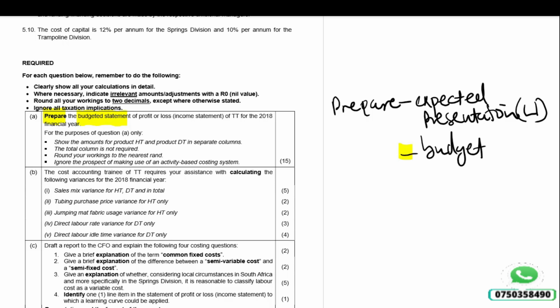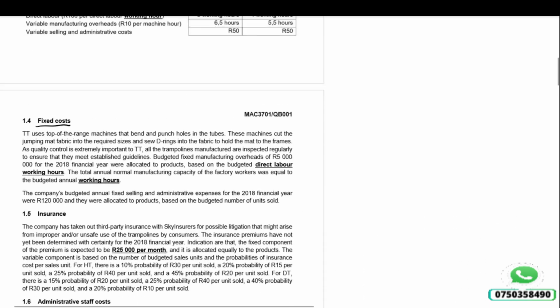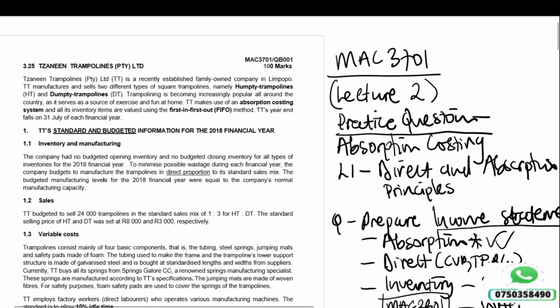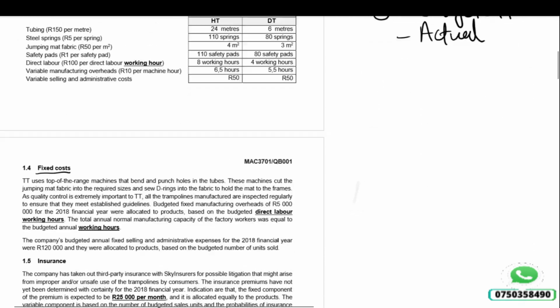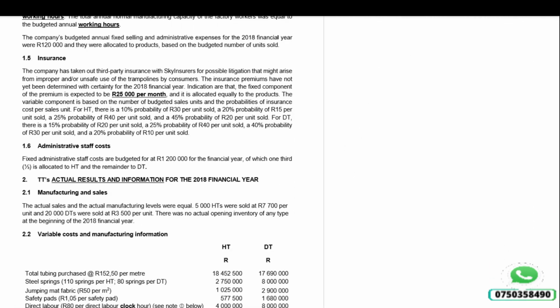So this helps you to narrow down your perspective or to isolate your information. Why am I saying so? Because if you look at this question, here it says note number 1. It gives you the budgeted information for the 2018 financial year, which ends here in 1.6. And then here they start talking about actual results. Note number 2 is actual results.